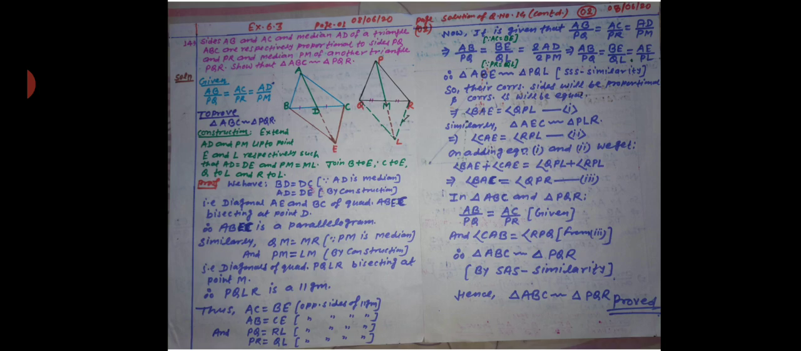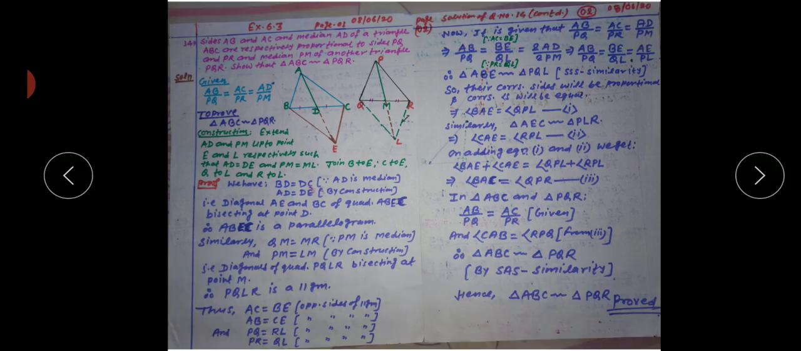In question number 14, it is given that sides AB and AC and median AD of triangle ABC are respectively proportional to sides PQ and PR and median PM of another triangle PQR. We have to show that triangle ABC is similar to triangle PQR.